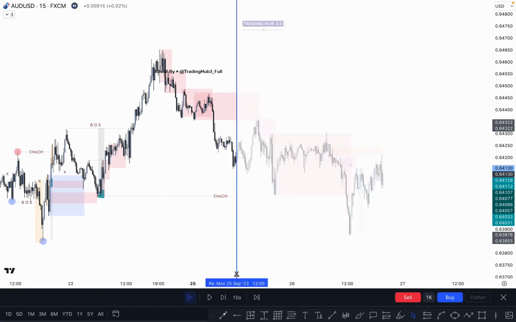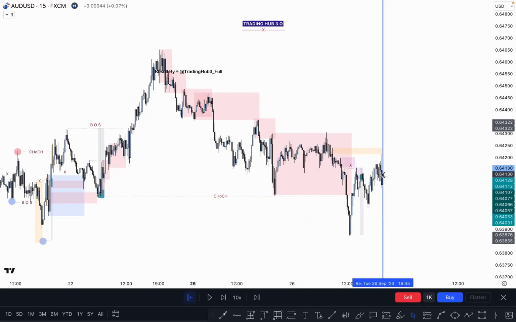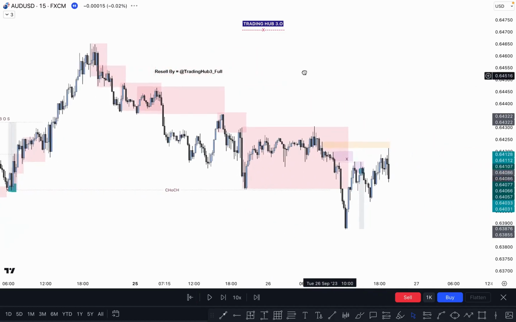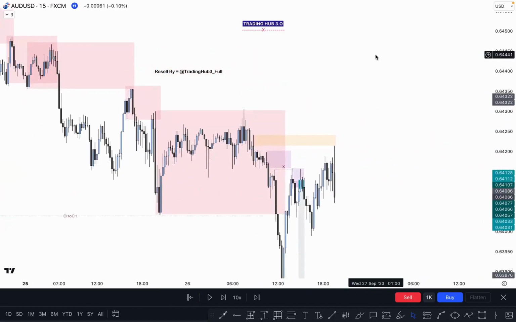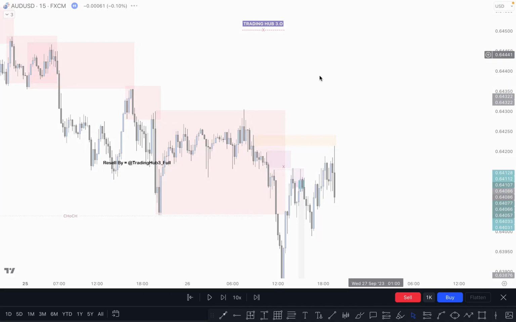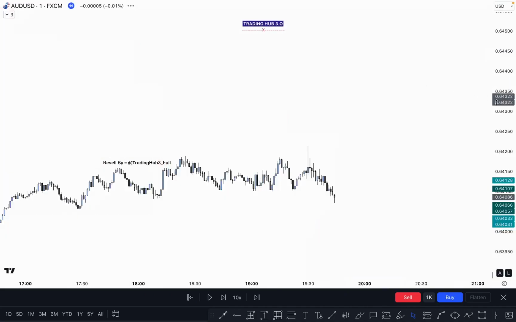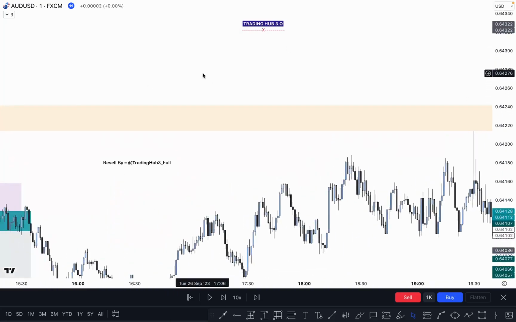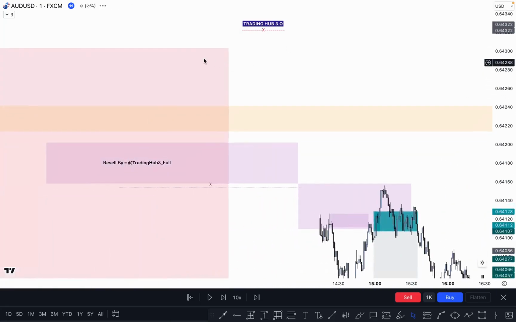Okay, so at this point, when price taps on your extreme POI, what happens here? You have to switch to a lower time frame. In this case, because we are using the higher time frame H1, we are using 15 minute as the order block and 1 minute for the lower time frame entry.